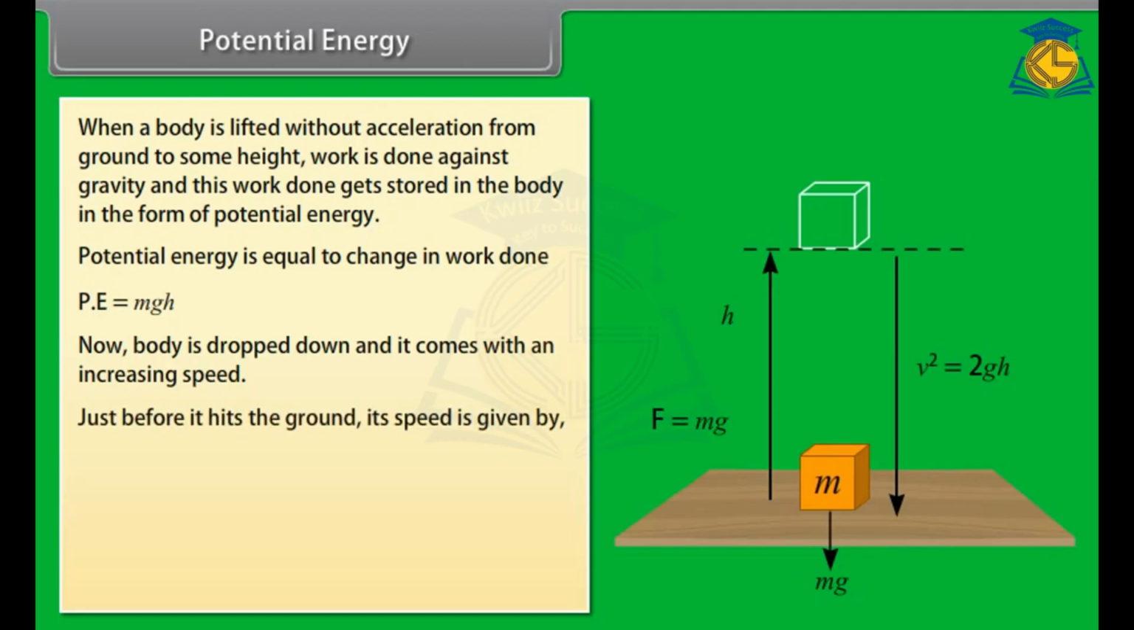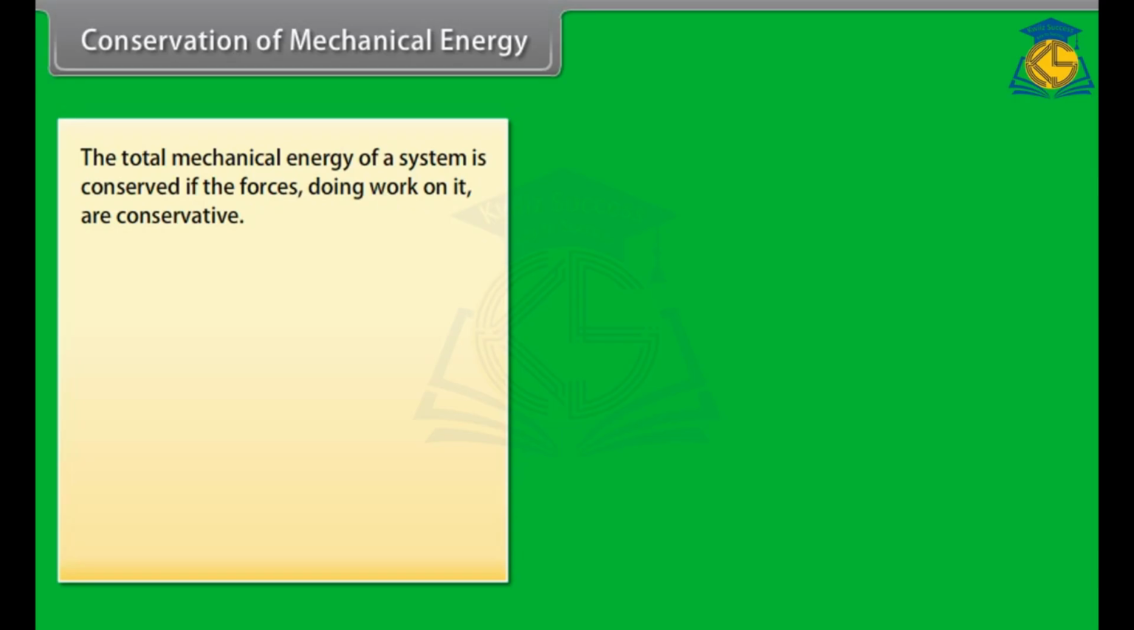Just before it hits the ground, its speed is given by v² = 2gh. This equation can be written as ½mv² = mgh. Conservation of mechanical energy. The principle of conservation of total mechanical energy states that the total mechanical energy of a system is conserved if the forces doing work on it are conservative. Let us understand it with an example.